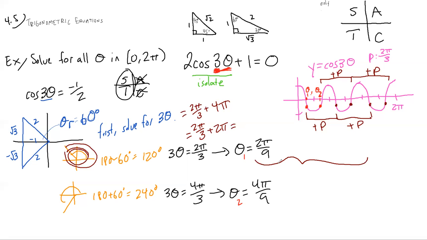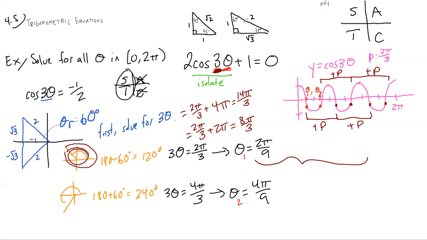For every one answer that we get in the circle, we actually need the number of periods, which is this number here. There's 3 periods in that circle. We need 3 answers to go with it. So if I work that out, this one should be 8 pi over 3. And then this one should be 14 pi over 3.